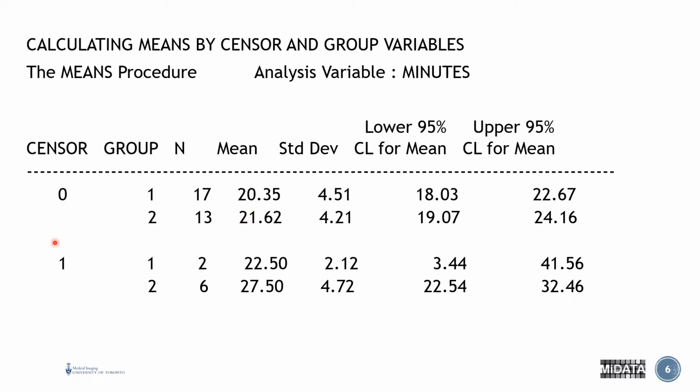However, if you look at those subjects that have been censored, so meaning they're at a given moment in time no longer available for measurement, you have two smaller groups. Group 1 only has two subjects with a mean value of 22.5, and group 2 has 6 subjects with a mean value of 27.5.